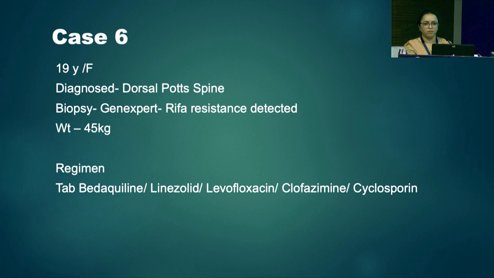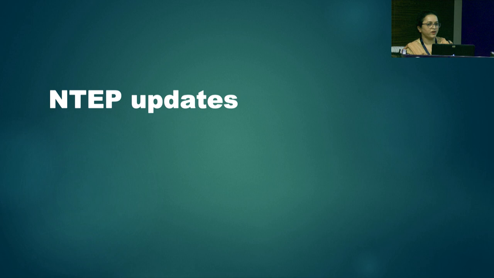No. So cyclosporin and cycloserine, we get a lot of these prescriptions where instead of cycloserine, cyclosporin is written. We have to keep in mind that cyclosporin is an immunosuppressant. It actually decreases the CD4 cell count, which is used for fighting tuberculosis. So we have cycloserine and cyclosporin been interchanged. So we have to be very careful, especially when we are writing prescriptions for similar sounding drugs. So these are the common prescription errors that we've come across.